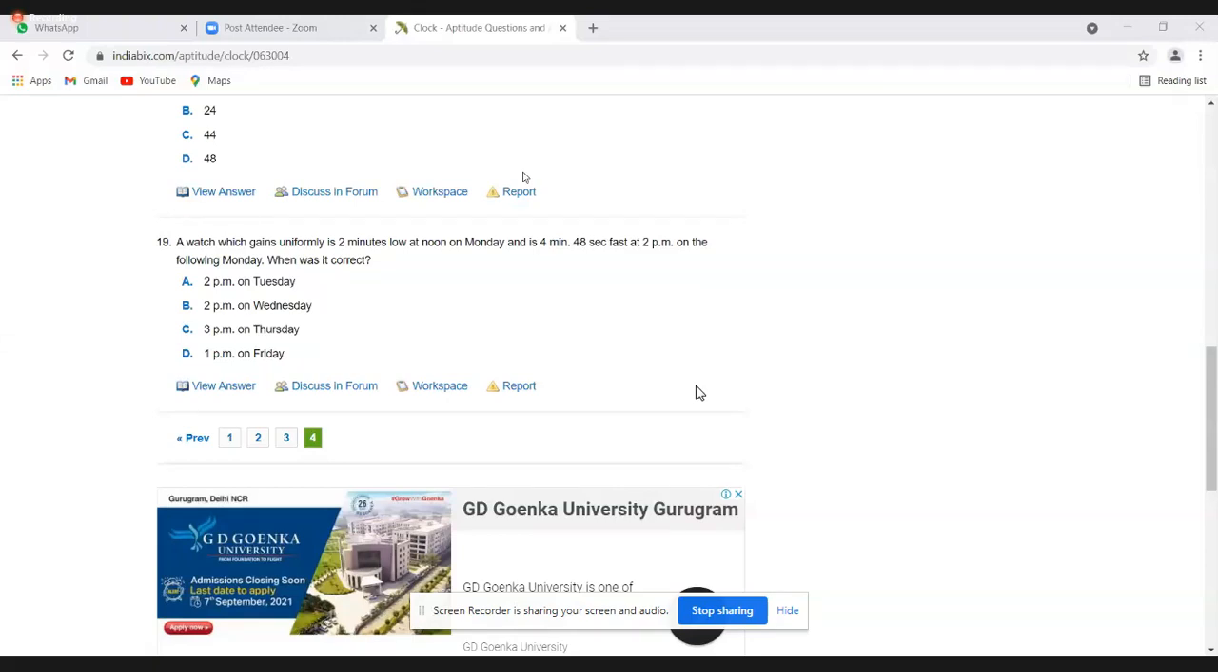Question number 19. Let me first read the question. A watch gains uniform 2 minutes slow on Monday is 4 minutes 48 seconds fast. So students, basically what has happened, this watch has compensated for the slow movement that was there, as in it was slow by 2 minutes. It is now fast by 4 minutes 48 seconds. So it has actually covered 6 minutes 48 seconds extra.